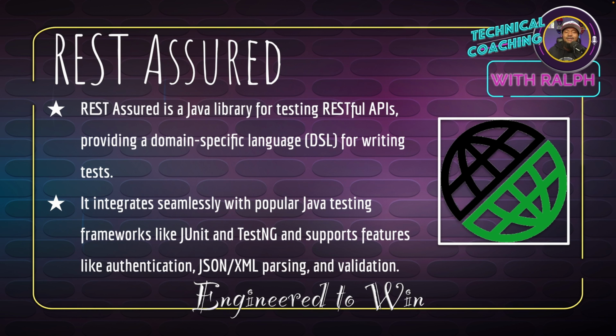So Rest Assured is a Java library for testing RESTful APIs, providing a domain-specific language, a DSL, for writing tests. It integrates seamlessly with popular Java testing frameworks like JUnit and TestNG, and supports features like authentication, JSON and XML parsing, and validation. Like I said, I love Rest Assured. It is a great tool, and I learned so much. I built so many things, and I even integrated Rest Assured into some automation frameworks that I built.